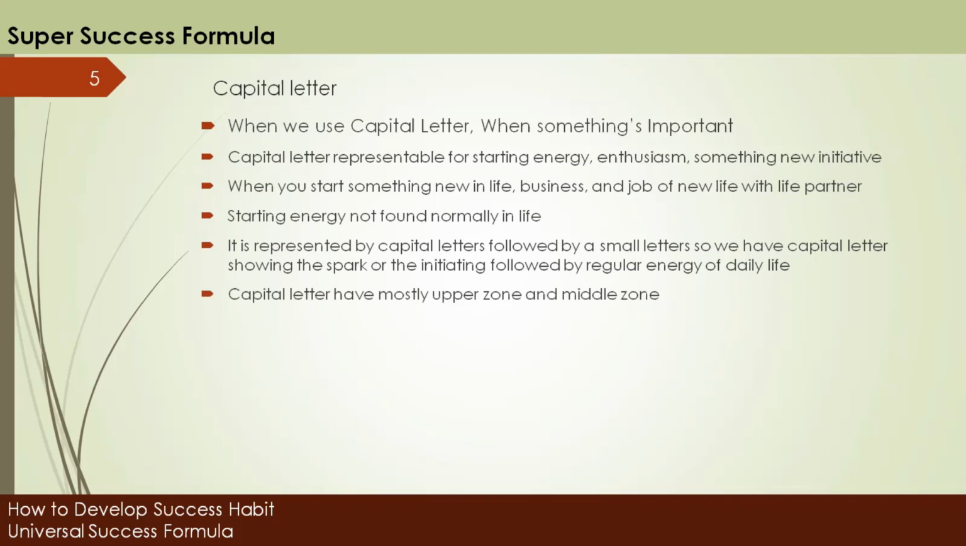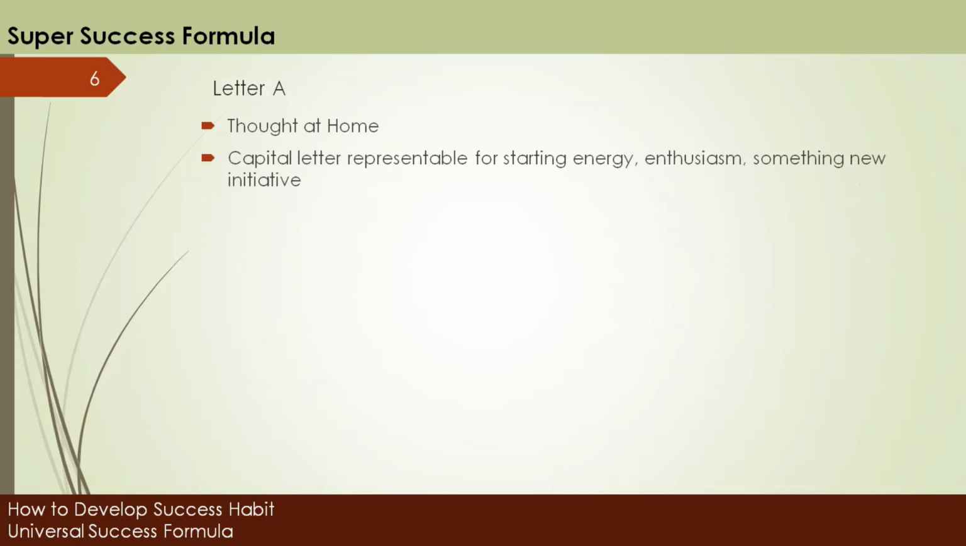Capital letters mostly have the upper zone and middle zone, whereas the second letters, A B C D, many times have the upper zone also, mostly the middle zone, and a few letters have a lower zone also. The upper zone represents the future tense and the middle zone represents the present tense. Letter A represents thoughts at home. The capital letter represents starting energy, enthusiasm, and a new initiative.